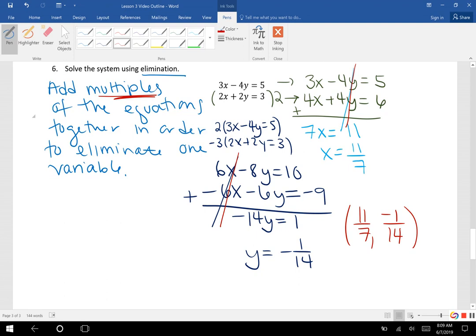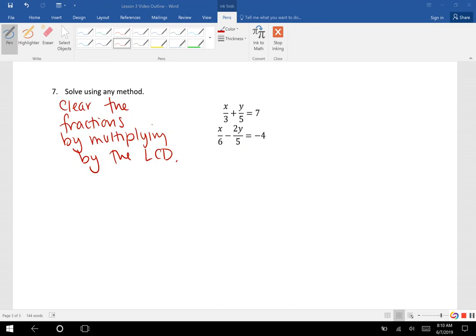Finally, if we have a system that has fractions in it, we can actually get rid of those fractions before we do anything else by multiplying everything by the least common denominator. This is very similar to what I did in that first lesson when I was solving an equation. And so in this first equation, we've got denominators of 3 and 5. And so my LCD would be 15. So I'm going to multiply everything by 15. In the second equation, I have denominators of 6 and 5. And so I can multiply everything by 30. 30 is divisible by both 6 and 5.